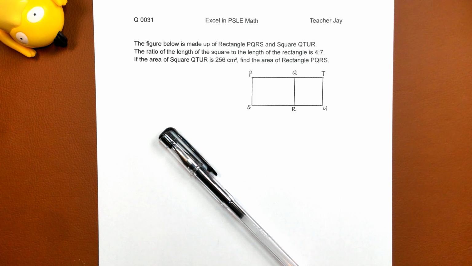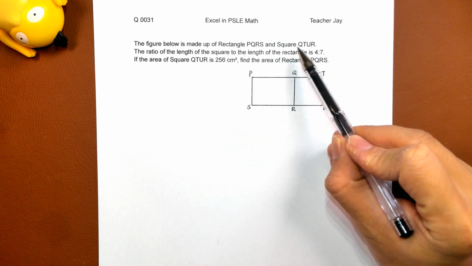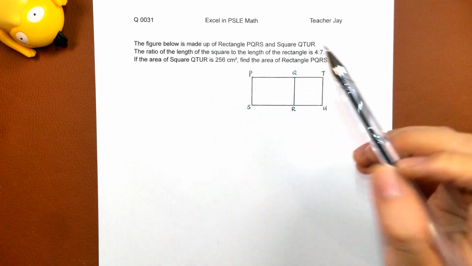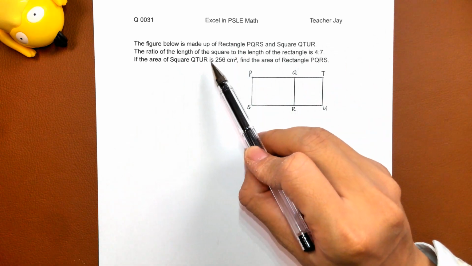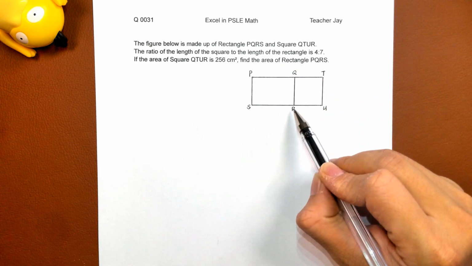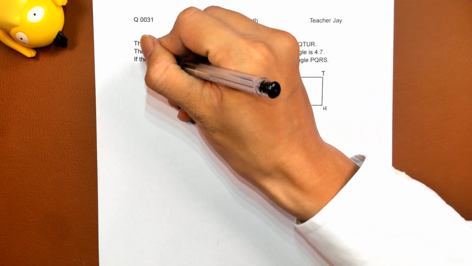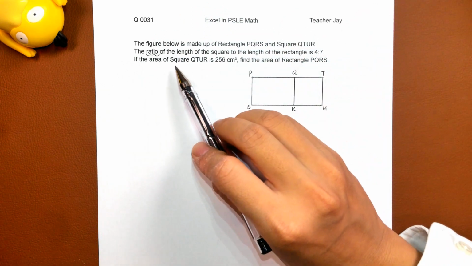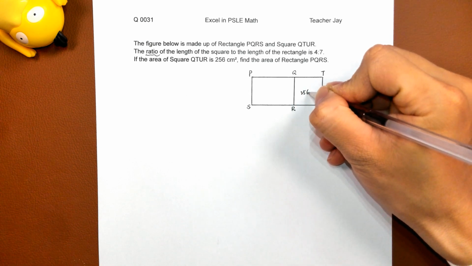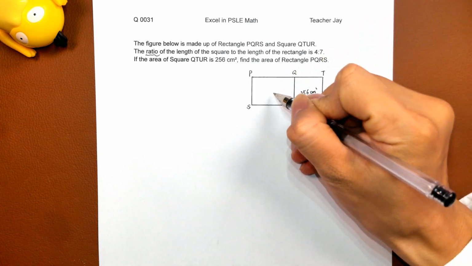The figure below is made up of rectangle PQRS and square QTUR. One rectangle, one square. The ratio of the length of the square to the length of the rectangle is 4 to 7. Ratio. So if the area of the square QTUR is 256 square centimeters, find the area of the rectangle PQRS.